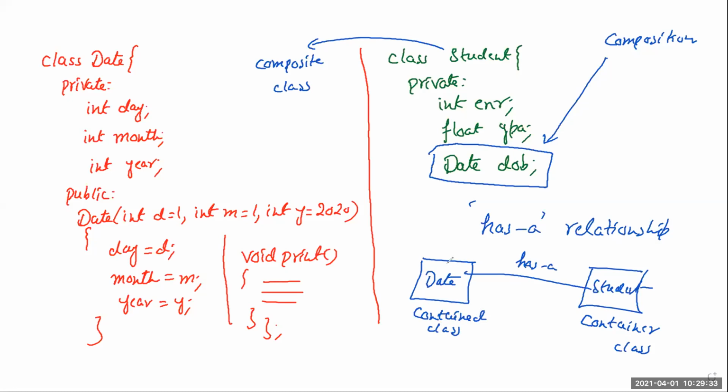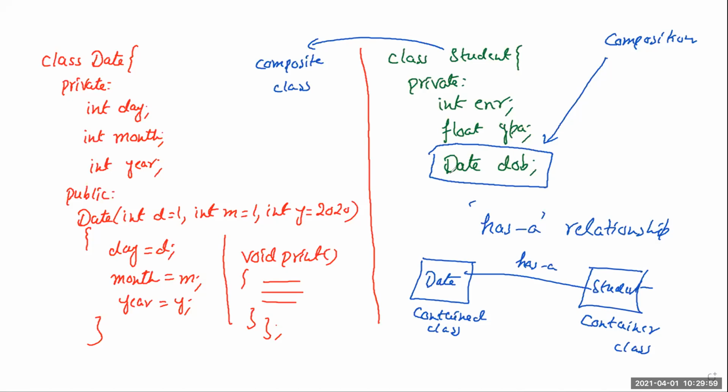Container means which is having an object, right? So I'll come back to this conceptual discussion in a while, but so far, what is the summary? Composition is simply when you have an object of one class as a data member of another class, and the class which is the container, for example student, is called the composite class. Composition is called a has-a relationship, right?